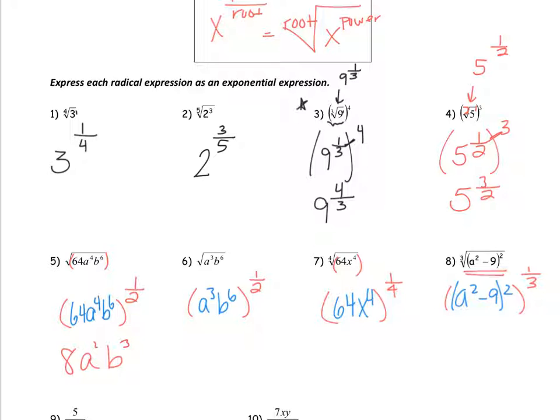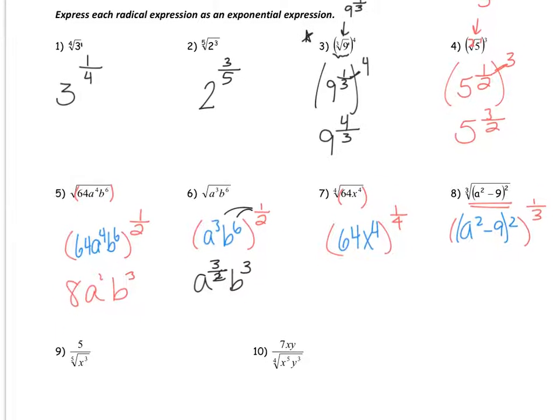Same thing with number 6. We'll distribute the power in by multiplying. So we'll get a to the 3/2 and b to the 3rd if we multiply them. Okay. Now we don't have to, like I said, do this, but I just wanted to for a few of them.